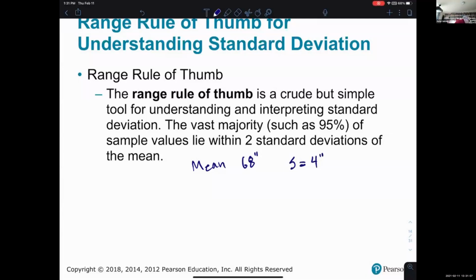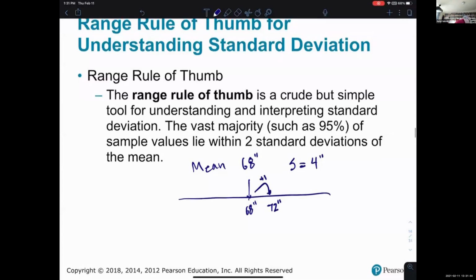So what does that look like? If I'm thinking about a range of values and I'm putting my 68 in the middle, then if I add 1 standard deviation, I would get up to 68 plus 4, which would be 72 inches, which would be 6 feet, because 5'8" plus 4 is 5'12" or 6 feet. So that would be 1 standard deviation of 4 inches larger than the mean value of 68 inches.